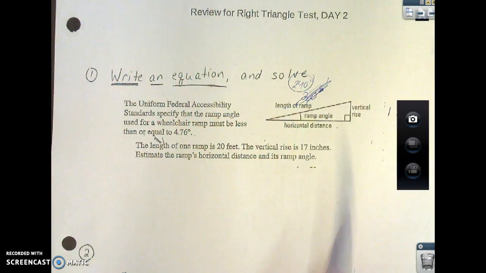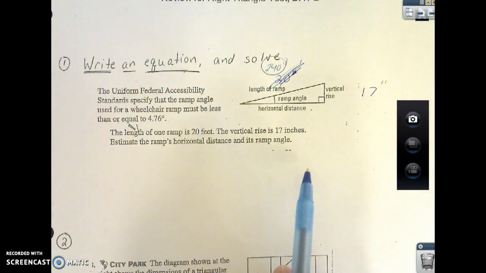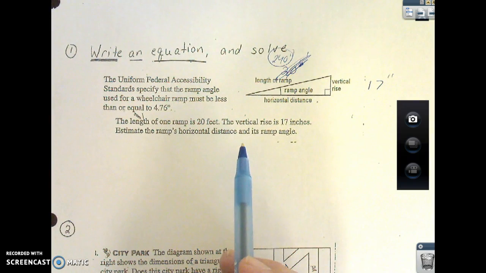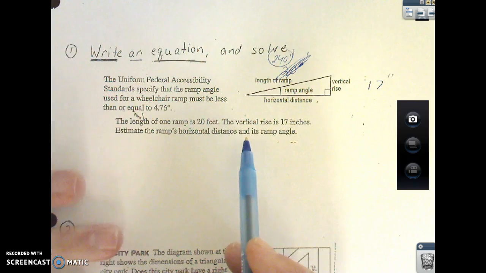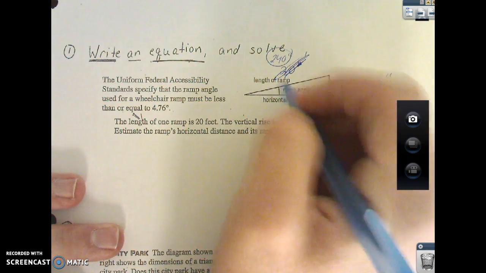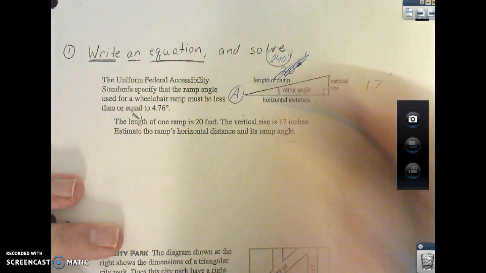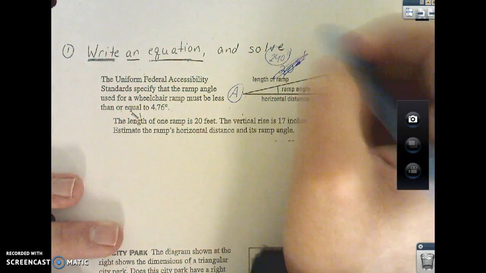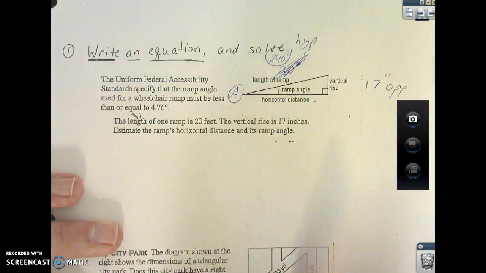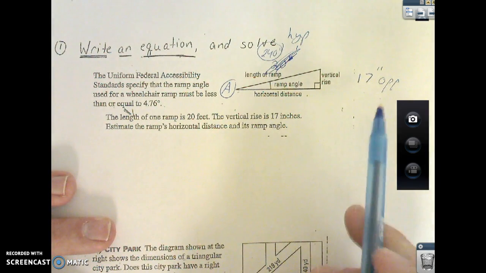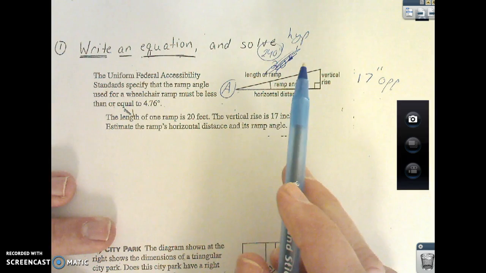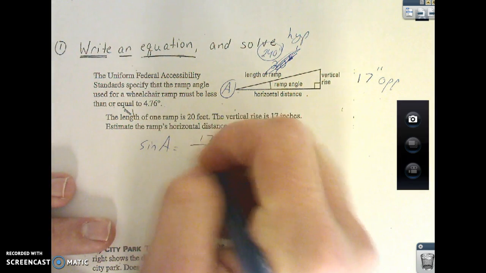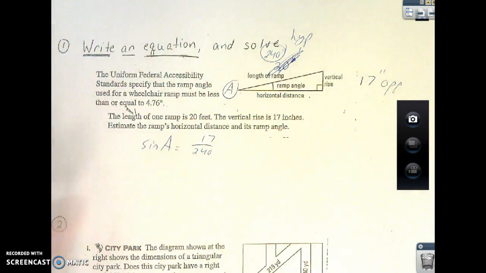Now, I got 240 and I have 17. Estimate the ramp's horizontal distance and its ramp angle. Okay, so we're going to try to find this angle right here. We'll call this A. So here's A. This is opposite. This is hypotenuse. How do I know that? It's across from 90. Which trig ratio uses O and H? So sine of A equals 17 over 240.